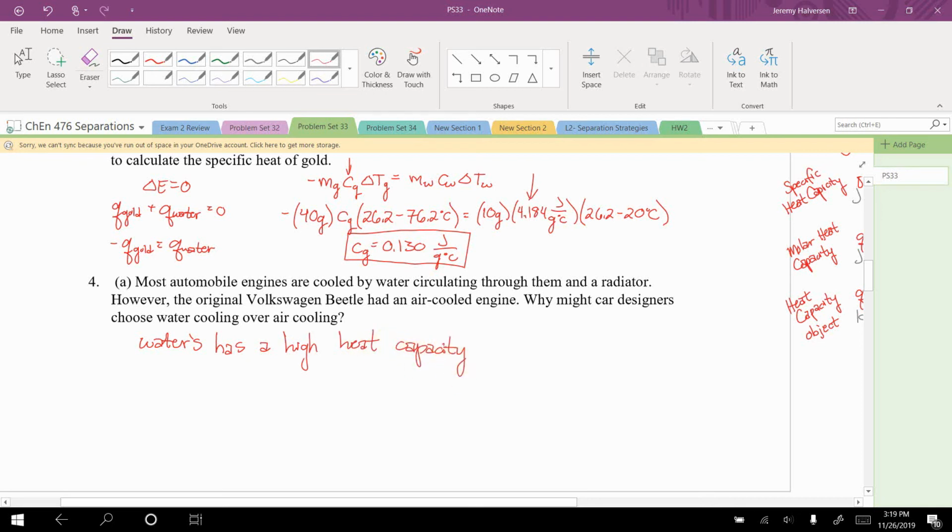Okay, if you used a certain amount of air and you put it around that engine, the air is going to heat up really fast and eventually be as hot as the engine. If you use the same amount of water and put it around the engine, it's going to heat up a lot slower, absorbing the same amount of heat, but it's going to heat up slower, and so it'll take a lot longer before it heats up to the temperature of the engine. By that time, you can cycle it through and cool it down. So water has a higher heat capacity, so that would make it preferable.